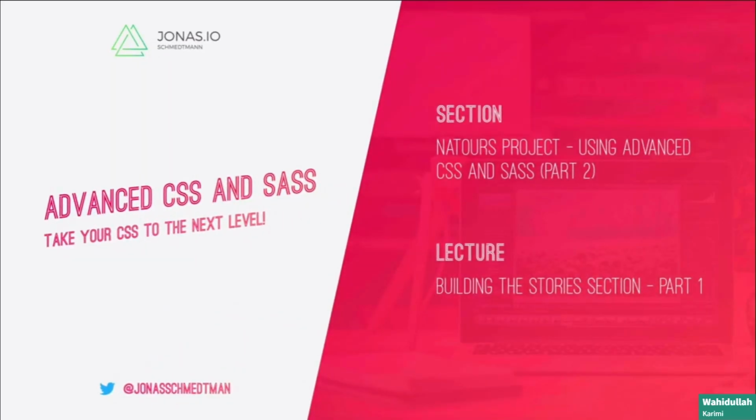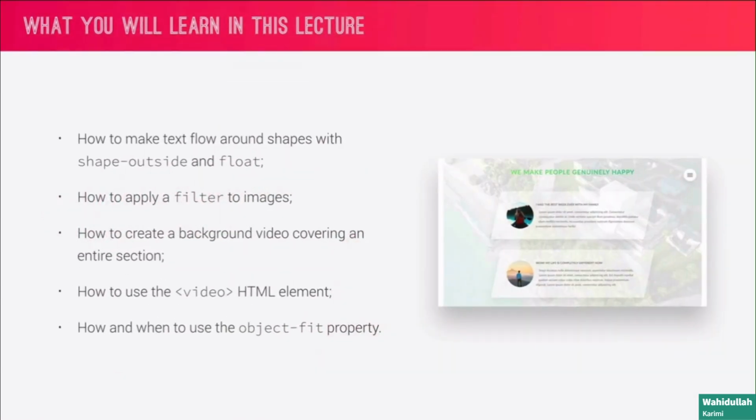Let's start working on our next section now, where customers can tell about their experience with Natures. So you're going to learn here how to make text flow around shapes using the shape-outside and float properties together, and how to apply a filter to images. Then you're going to create a background video filling the entire section. And for that, you're going to learn how to use the HTML video element and how and when to use the object-fit property. So you see that once more, this section is full packed with new stuff for you to learn.